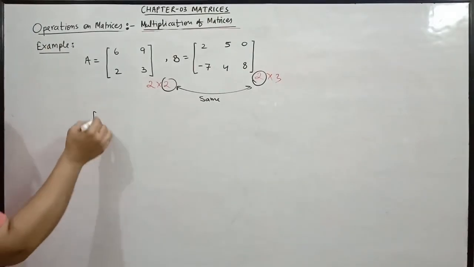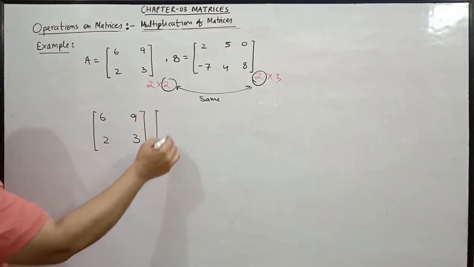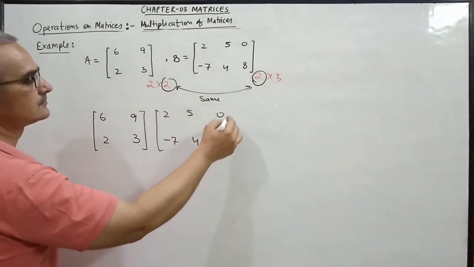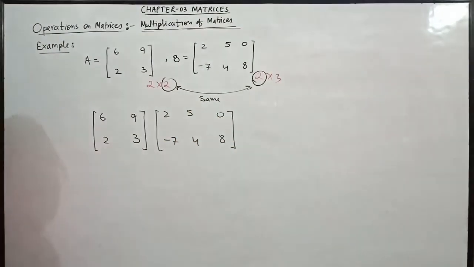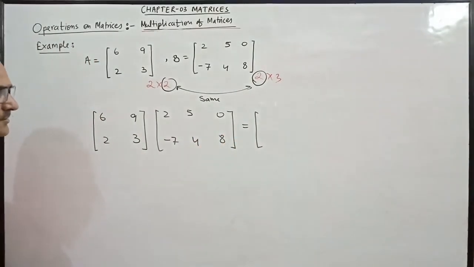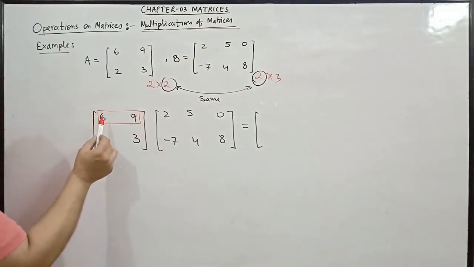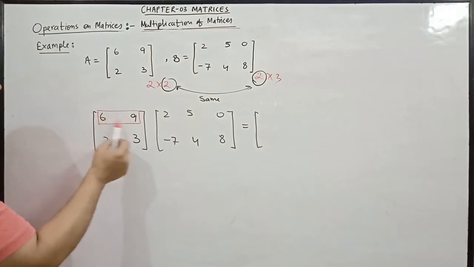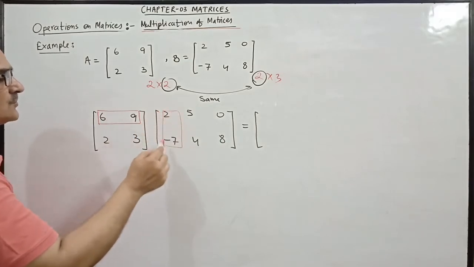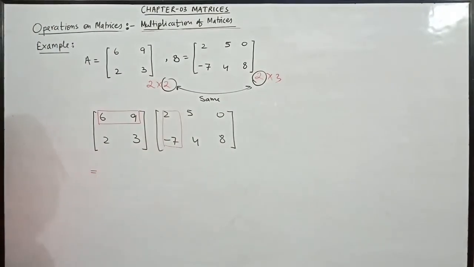So here we have to write them, then we have the second matrix. Okay, so now how do we get their product? You have to take the rows of this matrix. The first row is 6 and 9, it has 2 elements, and you have to multiply it by the columns of this matrix. So let's take the product here.